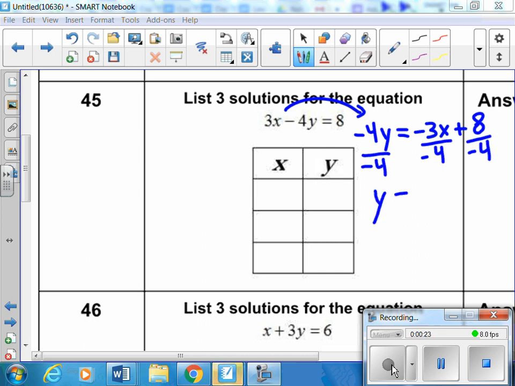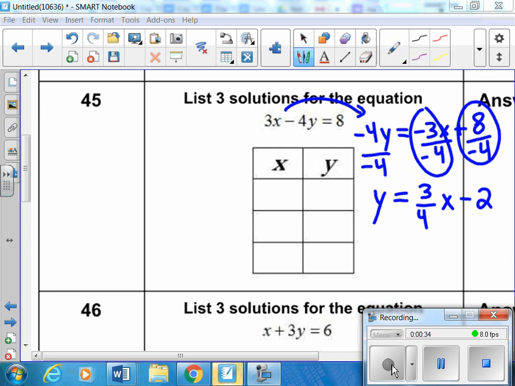And we'll get y equals, the negatives cancel each other out, so we just get positive 3/4 x. And then 8 divided by negative 4 is negative 2. Now this is the equation we are going to be working with right here. So now we're going to just come up with numbers to plug in.